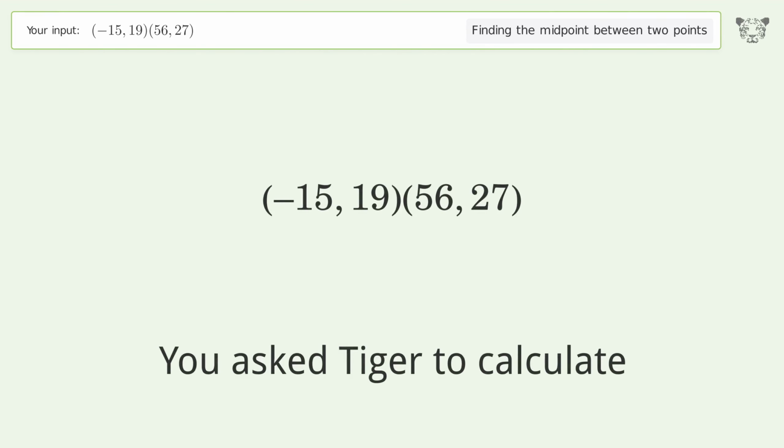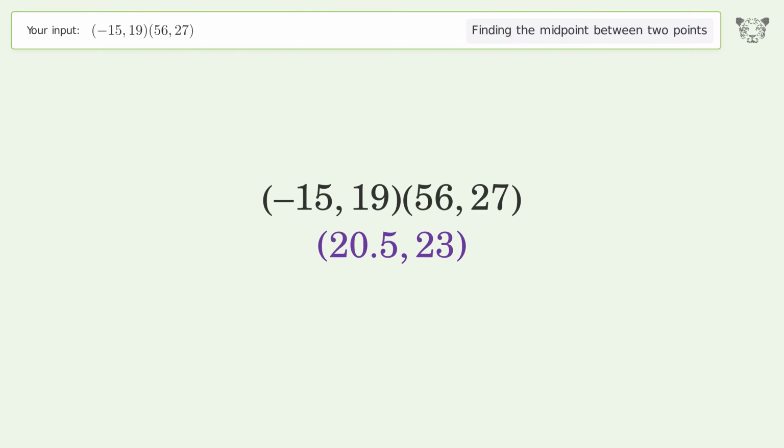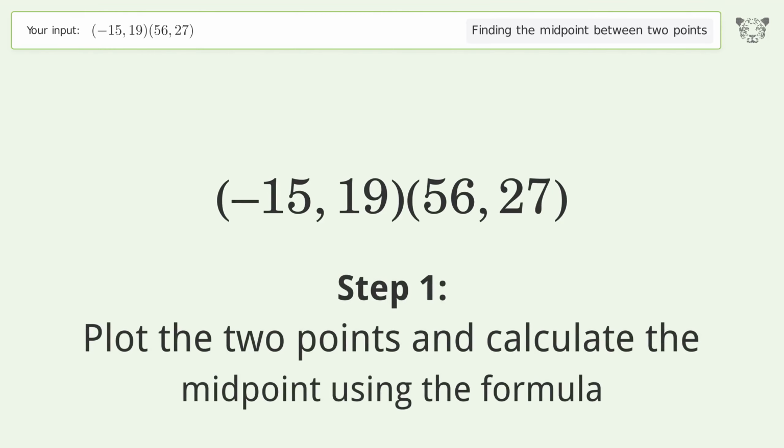You ask Tiger to calculate. This deals with finding the midpoint between 2 points. The midpoint between the 2 points is 20.5, 23. Let's solve it step by step. Plot the 2 points and calculate the midpoint using the formula.